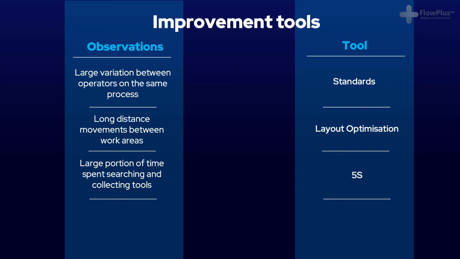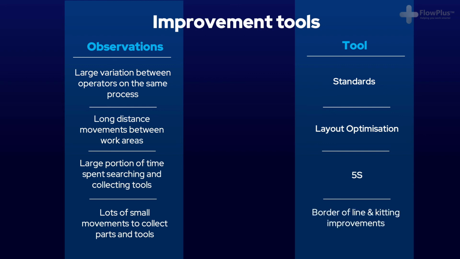Finally, perhaps you find there are lots of small movements around the product to collect parts and tools, in which case something called border of line and kitting improvements may be most useful, making sure that all the parts are as close to the product as possible.